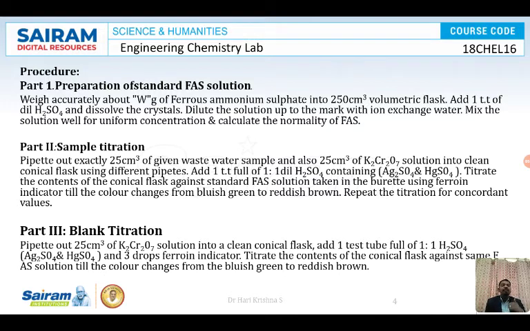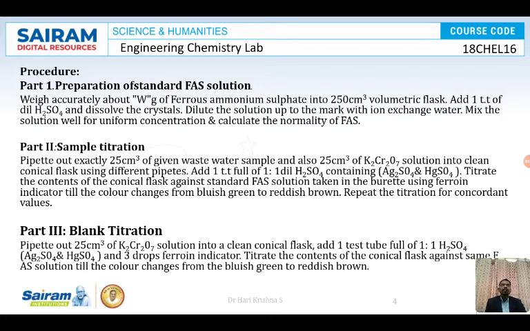How to know 15 ml is used? In order to know that, we perform a blank titration. We put 25 ml of K2Cr2O7 into a clean flask, add one test tube of sulfuric acid and indicator, and titrate. Blank means we add everything except the sample. What is the sample here? Wastewater, so we exclude it. Now we come to know how much volume of FAS is required to neutralize the K2Cr2O7 taken in the conical flask.